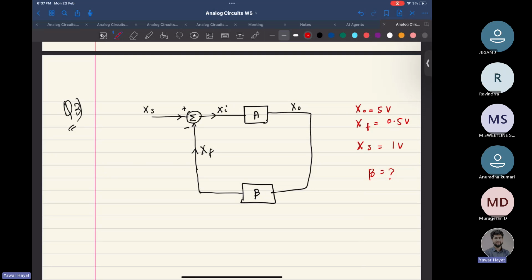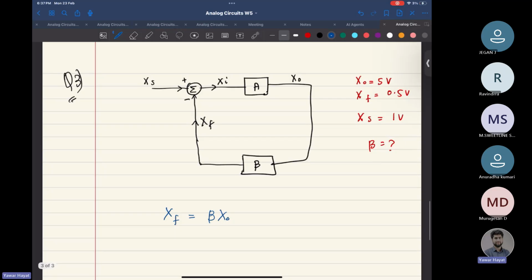Two of you answered it correct. The answer is 0.1, which is 1 by 10. So again, for beta, what would we do? We would write your XF as beta times X naught. This is given, right? What is X naught? 5. XF. So this would imply our beta has to be 0.1. Okay.